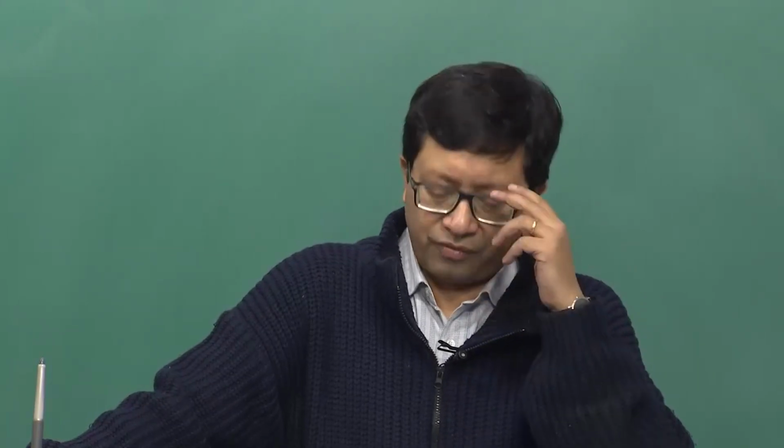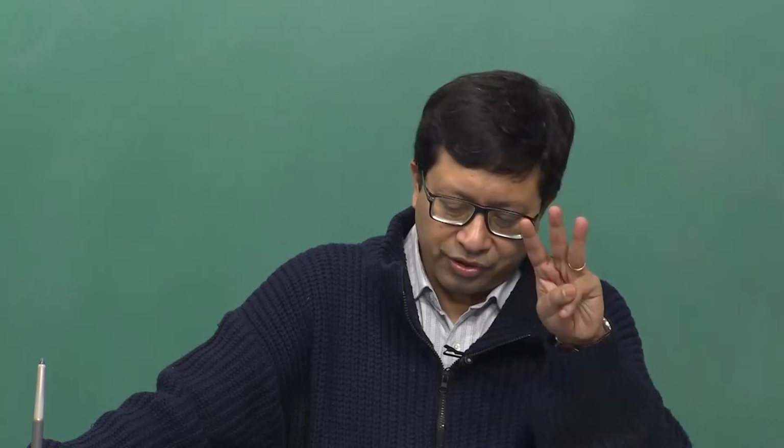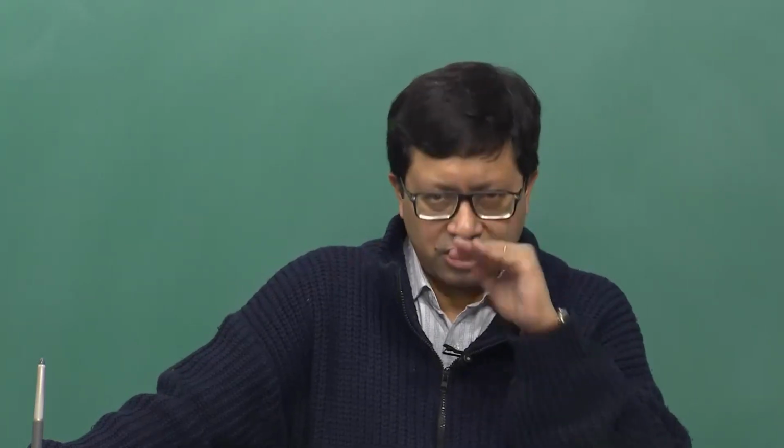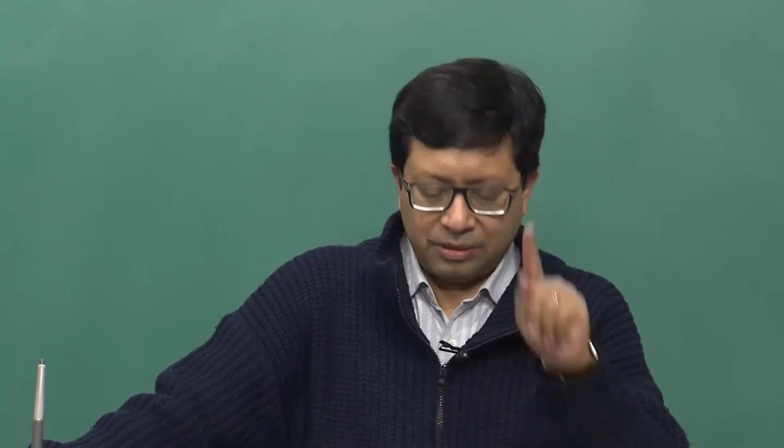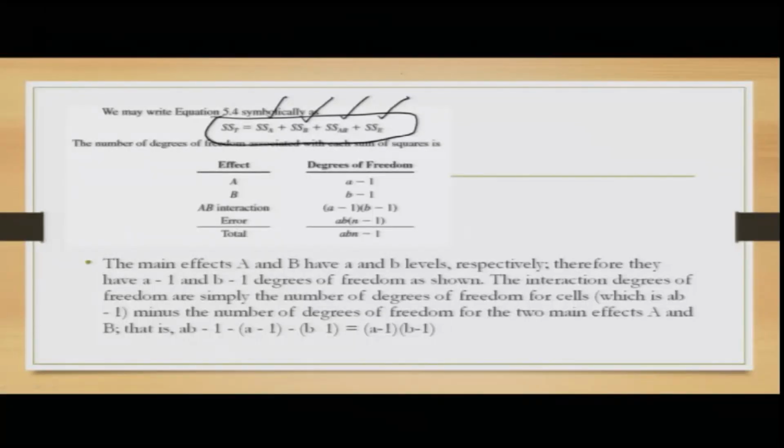Now, if we go to the combination of 3 factors, listen to me carefully, it will become clear. The degrees of freedom would be A minus 1, B minus 1, C minus 1. Interactions taken 2 at a time would be A minus 1 into B minus 1, A minus 1 into C minus 1, and B minus 1 into C minus 1, and the combination of 3 taken at a time would be A minus 1 into B minus 1 into C minus 1. And finally, the errors would be A, B, C, and in the bracket the combinations as given.